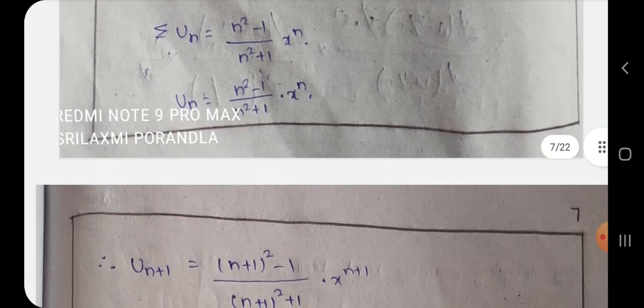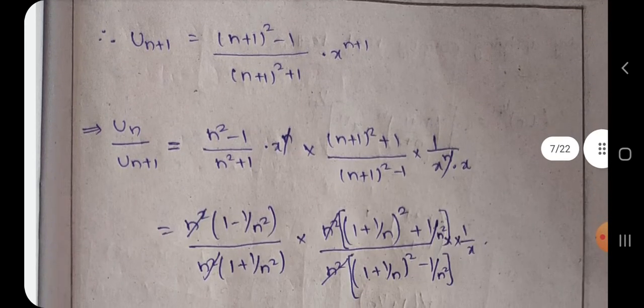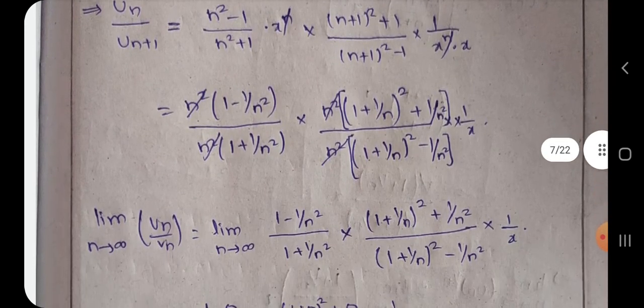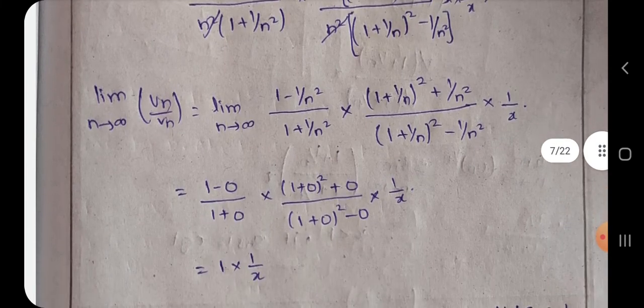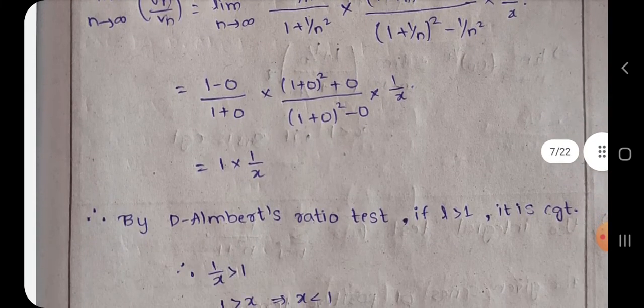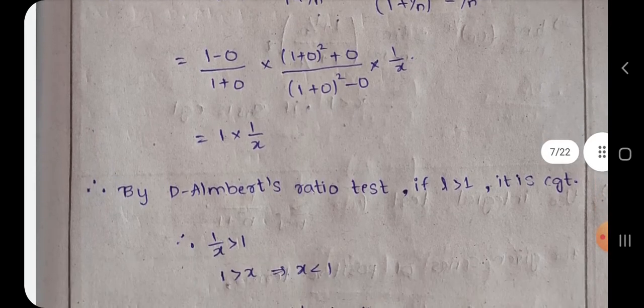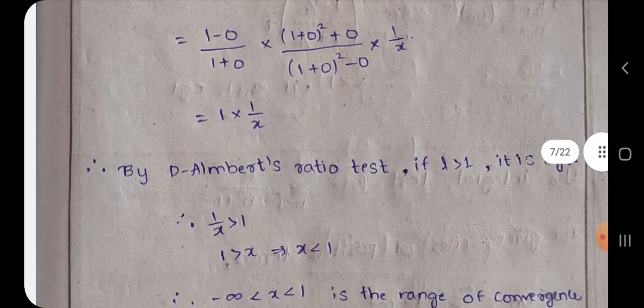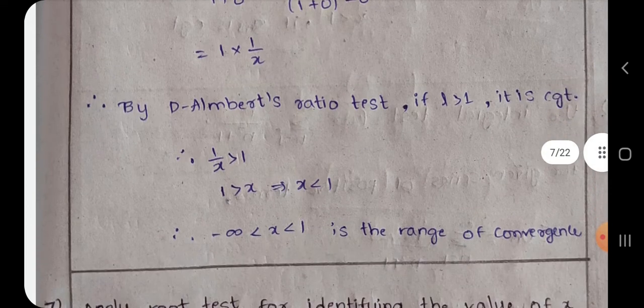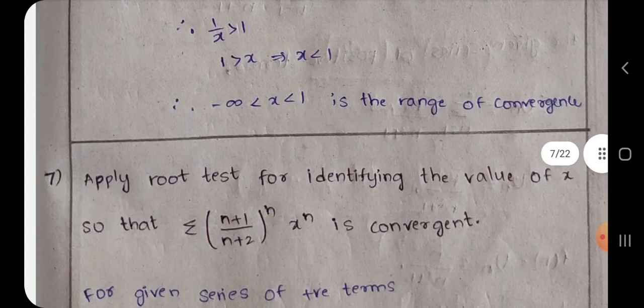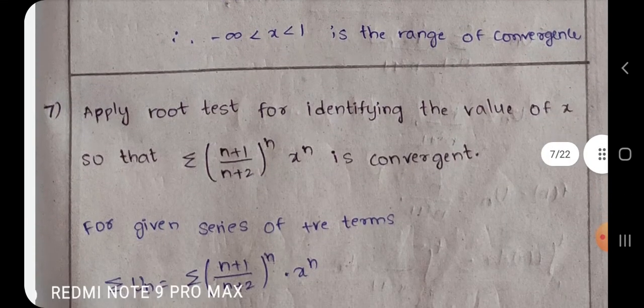Again, by using D'Alembert's ratio test, you are finding un plus 1, doing the simplification, and finally you are getting the final answer 1 by x. So in order to say convergent, it should be greater than 1, and that is your range.